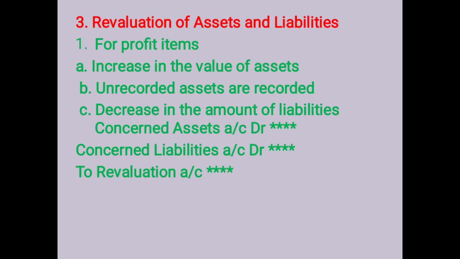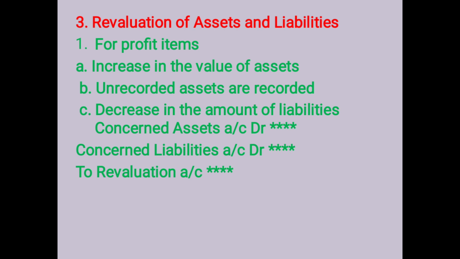The revaluation of assets and liabilities. For profit items: A, increase in the value of assets; B, unrecorded assets are recorded; C, decrease in the amount of liabilities. Concerned assets account debited, concerned liabilities account debited to revaluation account.